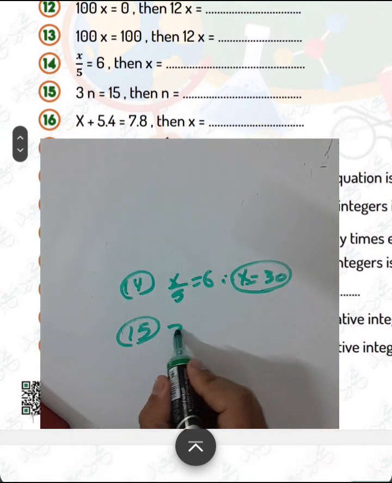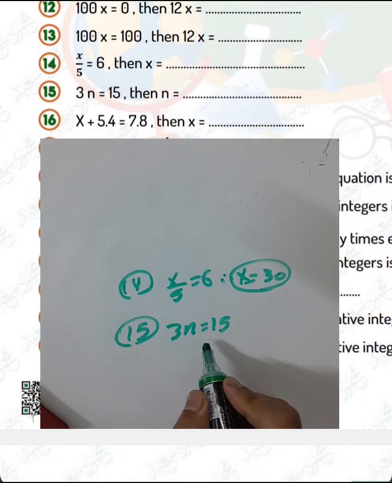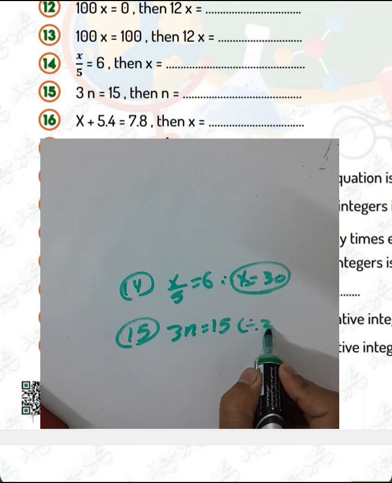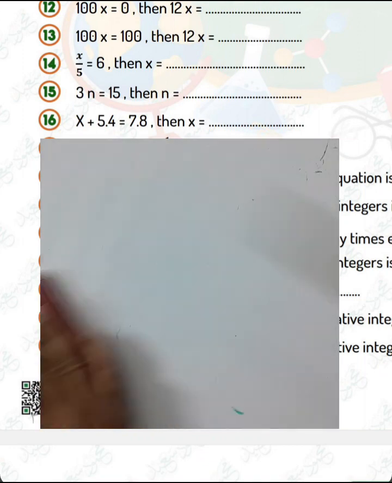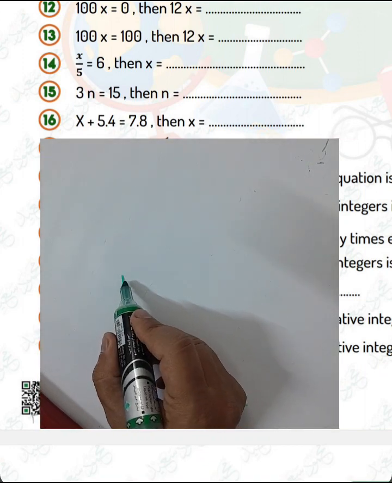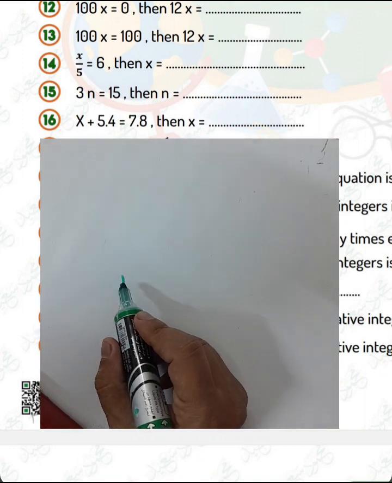3n equals 15. We can divide it by 3, then n will be 15 divided by 3, equal 5. Then in here equal 5.